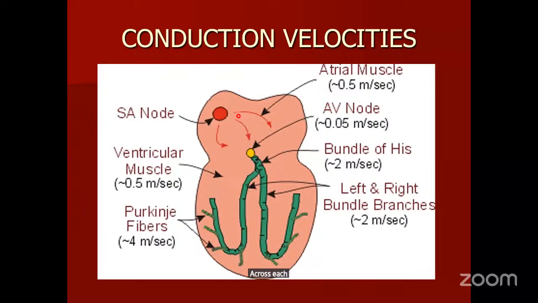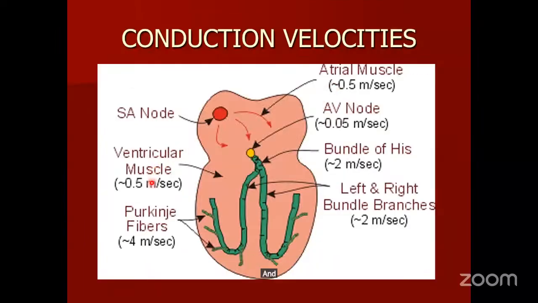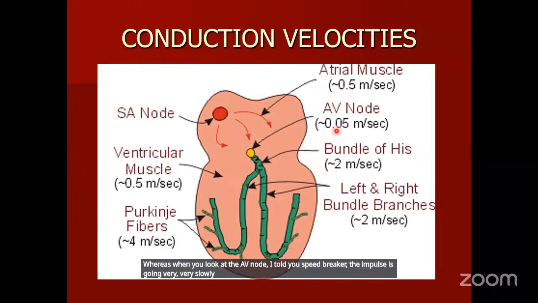For example, when you look at the atrial muscle and also the ventricular muscle, they conduct at the speed of 0.5 meters per second. Whereas when you look at the AV node, I told you, speed breaker, the impulse is going very, very slowly. It is conducting at the speed of 0.05 meters per second.